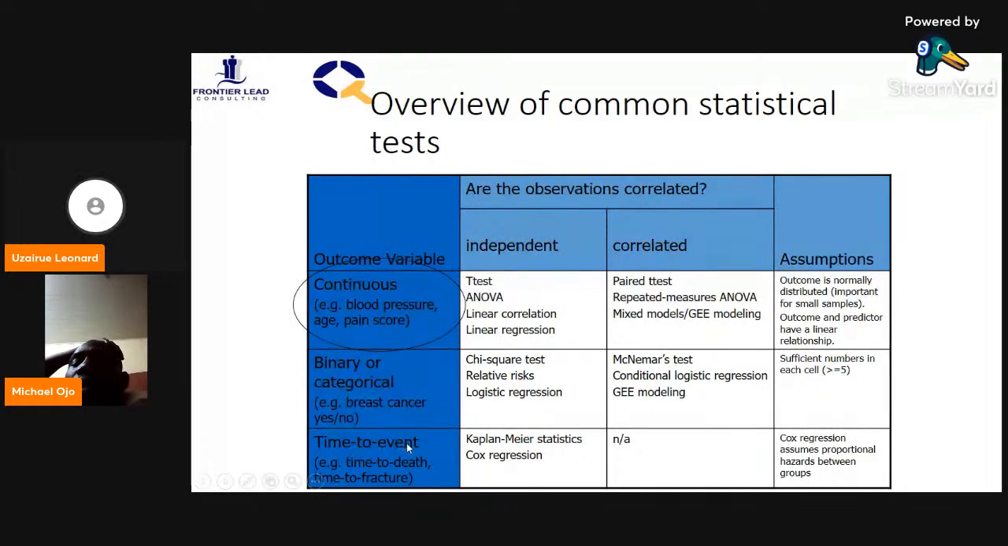Then the next one is time to event. We are talking about time to death, time to fracture. In this kind of test, if it's independent, then we'll be talking about the Kaplan-Meier statistic. This is actually when we are talking about survival analysis. Then we are talking about Cox regression, which is also survival analysis. We'll see all of that. Now, the assumption here is that Cox regression assumes proportional hazards between two groups. So there has to be a measure of hazard for you to run Cox regression on any kind of data.